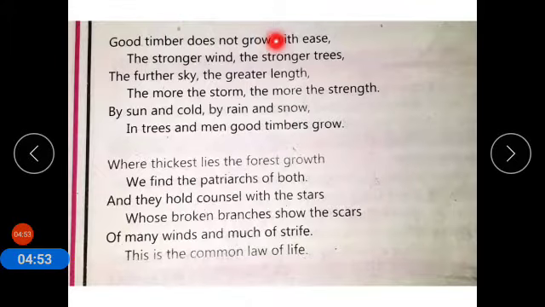In this stanza, the poet uses the metaphor of a tree for a man. He wants to say that a tree that is going to live a good and successful life does not grow with ease. It faces the strongest winds and the further sky, the faraway sky. The more it bears hardships, meaning the cold, the rain and the snow, the stronger it will become. These things make the timber and the man good.